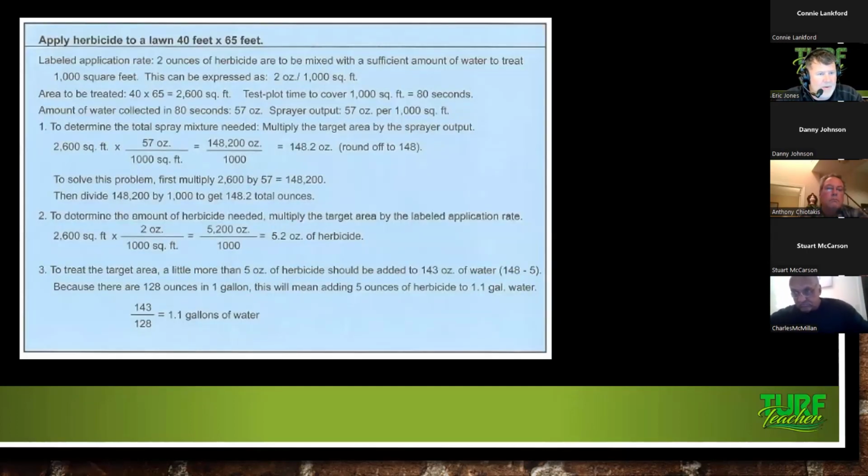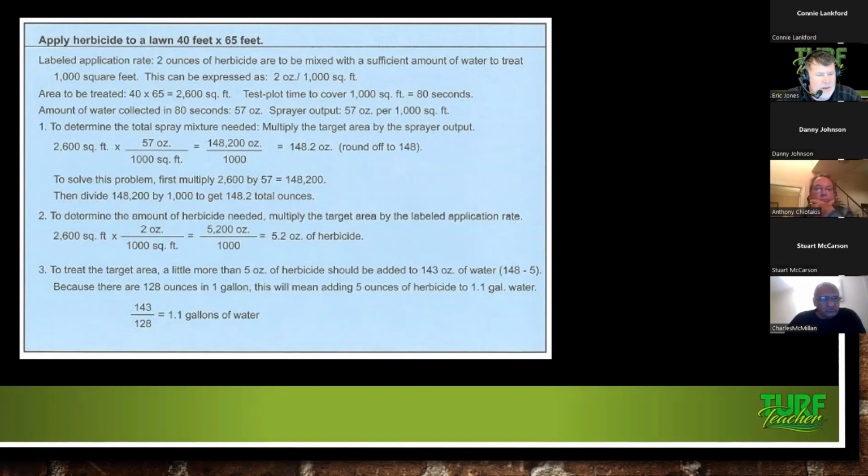And so we have a situation where we're going to apply a herbicide to a lawn that's 40 feet by 65 feet. Small area, very small area. The labeled application rate is 2 ounces of herbicide to be mixed with a sufficient amount of water to treat 1,000 square feet. Remember this, sufficient amount of water. A lot of the times we are using a diluted mix, and I'll tell you why here in a second. But we're going to express this as 2 ounces per 1,000 square feet.